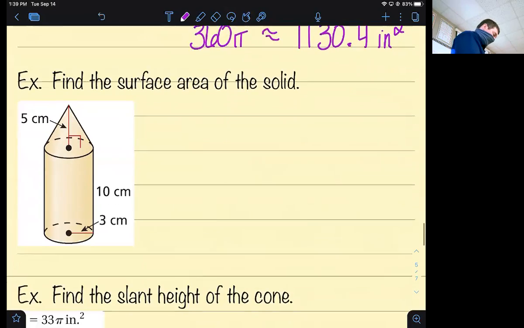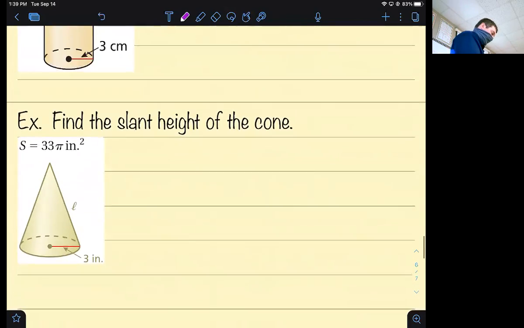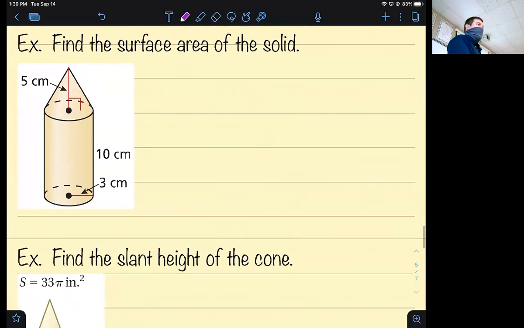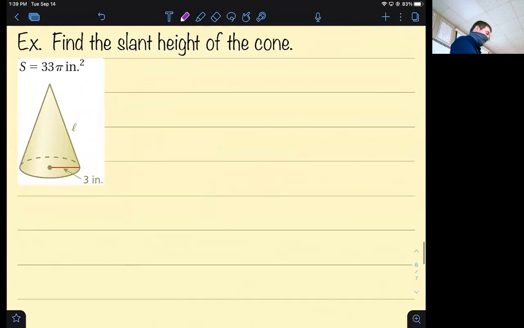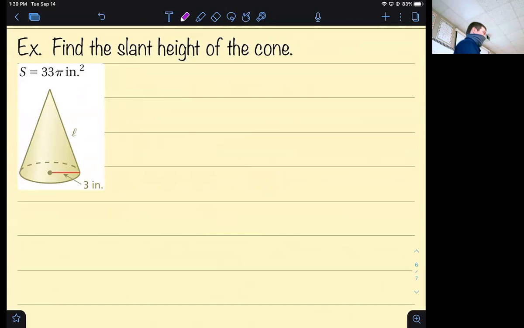Let's save this one and go down to this one real quick. We can look at that one when we come back on Thursday. Let's look at this last one in our notes. Find the slant height of the cone. They don't want you to find the surface area. They're telling you what the surface area is. They want you to find what the slant height is.